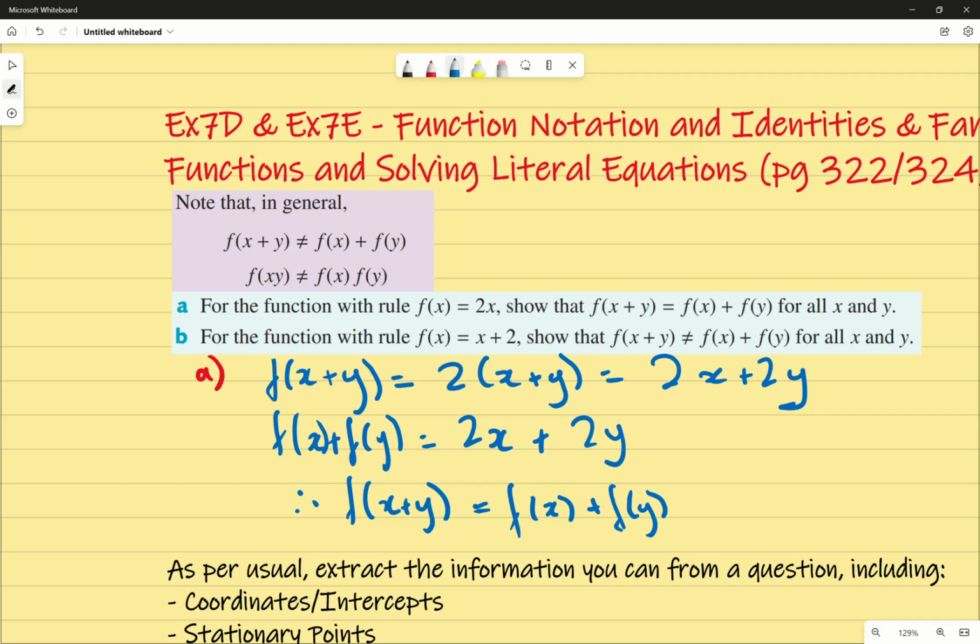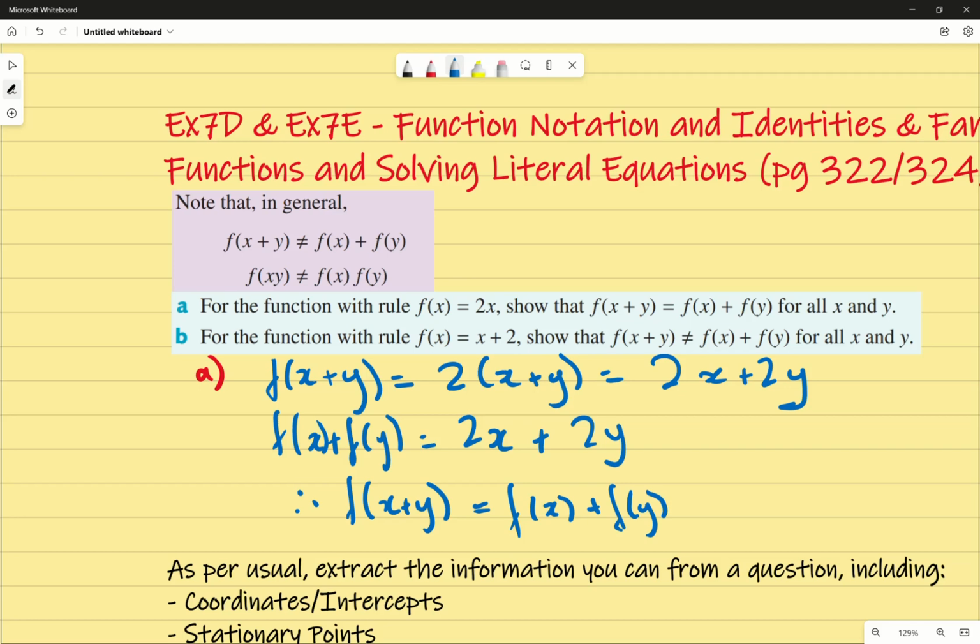I'm going to leave question B for you guys to complete yourself. It is the same idea, except in this situation, we're trying to prove that they're not identical. And you apply the same logic. You find f of (x plus y), see what you get, and then you find f of x, and then you add f of y, add them together, and show that they're not the same. And then you say, therefore, this is not equal to this.